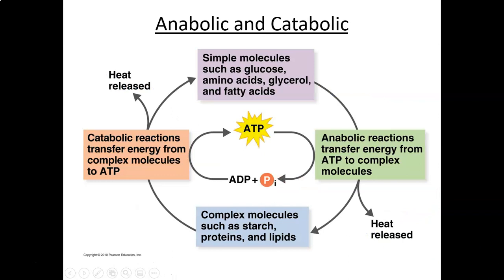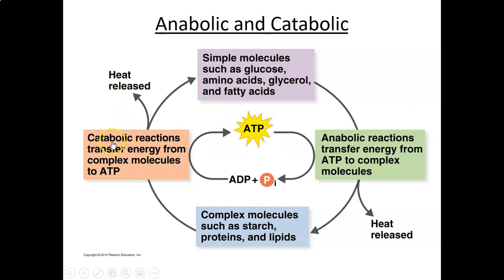Just briefly here, reminding ourselves that energy in the cell is stored in the molecule adenosine triphosphate. When we break that phosphate bond, it releases energy that the cell can use, and then we can store energy in the form of ATP by adding that phosphate bond onto it.